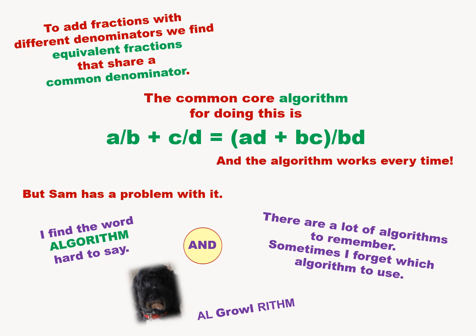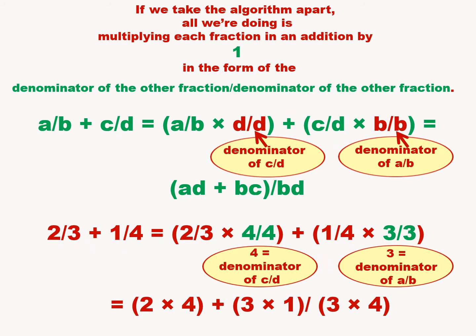So let's go back to our method of finding equivalent fractions that share a common denominator. If we take the algorithm apart, we'll see that all we're doing is multiplying each fraction in an addition problem by 1, now listen carefully, 1 in the form of the denominator of the other fraction over the denominator of the other fraction.